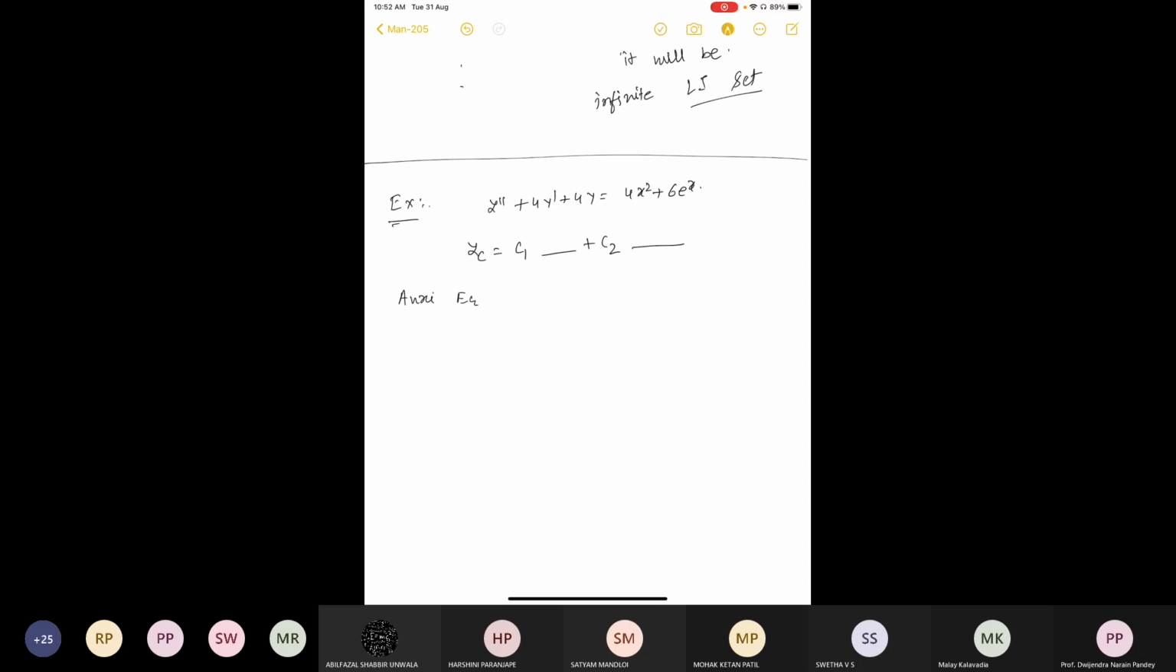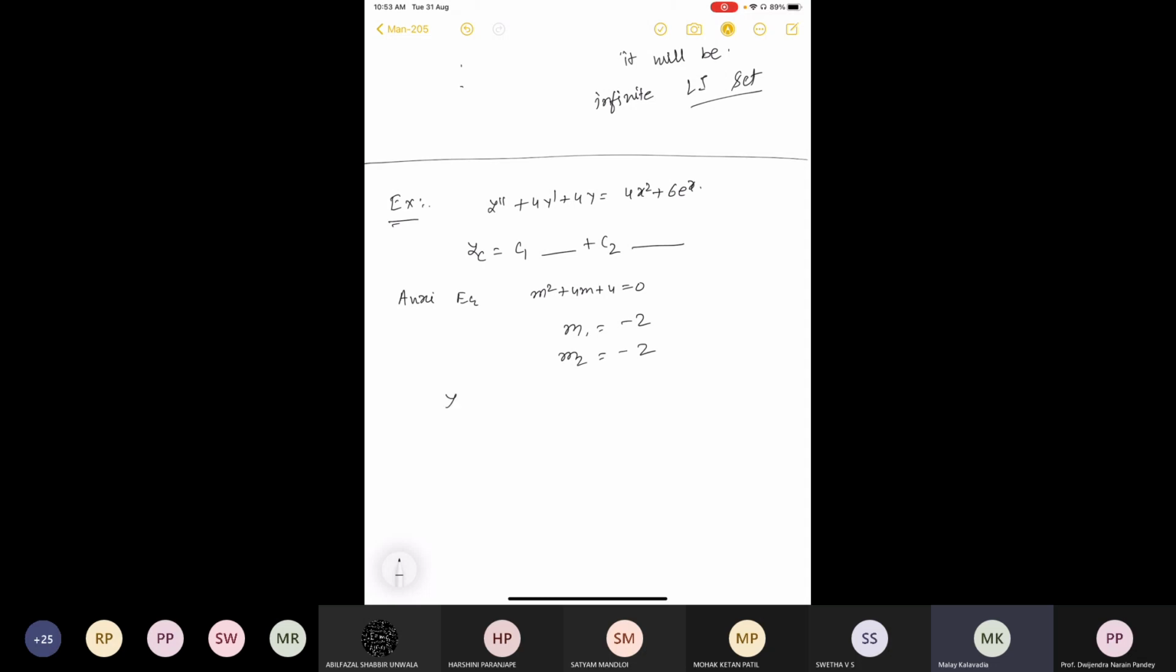Your auxiliary equation will be m square plus 4m plus 4. So m1, m2 equal to what? What is the value of m1 and m2? m1 equal to -2. What is m2? -2. So it is a repeated root.